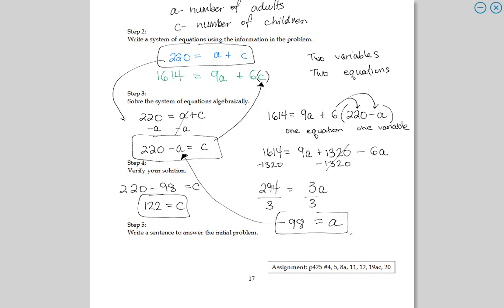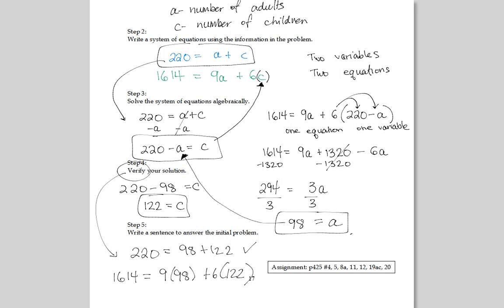And then the verify step. Verify your solution. You have to plug them into both equations. Clearly 220 is 98 plus 122. This is a check. But the other equation, 1,614 is 9 times 98 plus 6 times 122. Just double check that you got it right. You get 1,614 is 1,614.